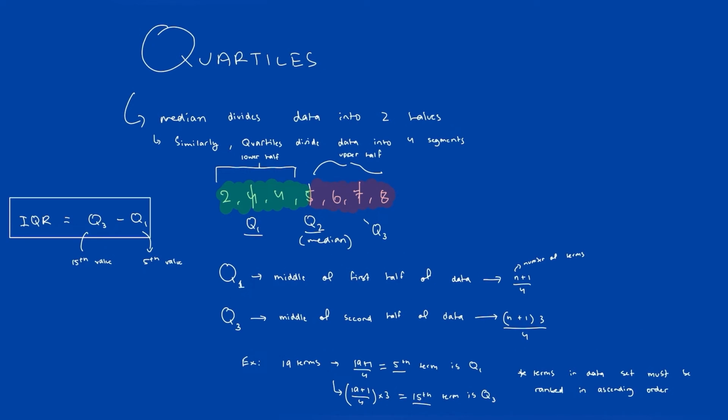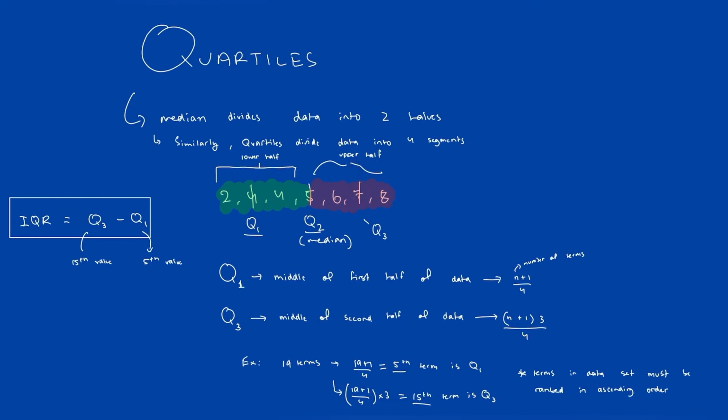The median, which is also known as Q2, divides the data set into two halves. So you can say it divides into a lower half here and an upper half here. If you were to further divide each half into another half, we get our quartile 1 and quartile 3.